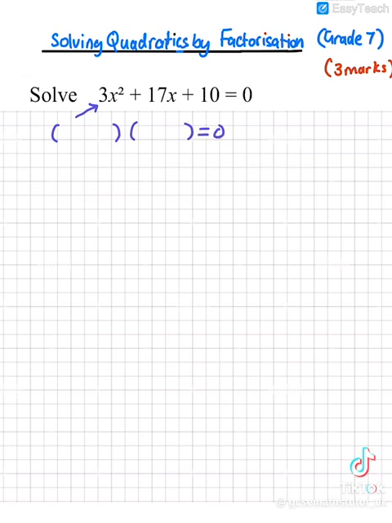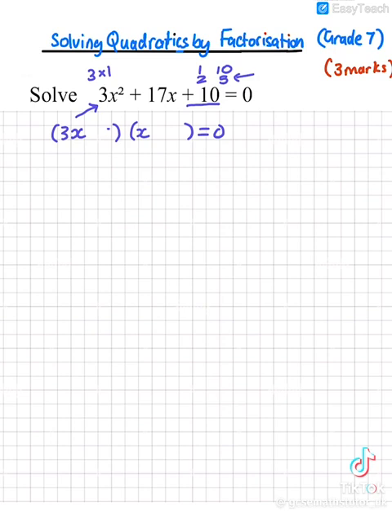And since we know that 3 only has two factors, 3 and 1, so we have to have 3x and x in front of the brackets. Okay, so the next number that we need to focus on is plus 10. Now 10 can have 1 and 10 as factors, and also 2 and 5. Now, I always go for the numbers which are closer to each other and try these numbers first.